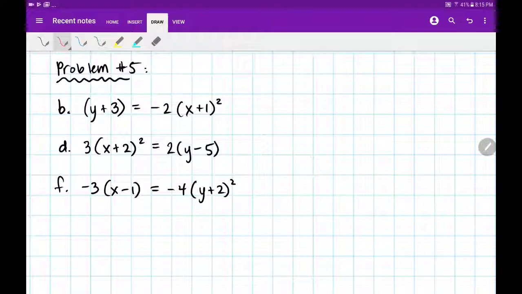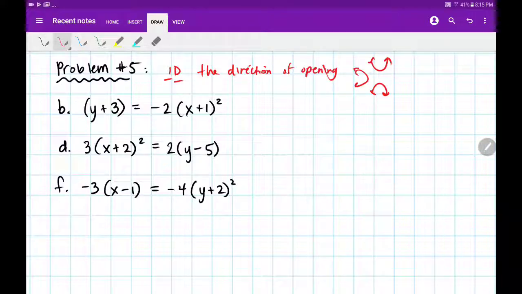For these ones, we just have to identify, or ID, the direction of the opening. It's like a quick check. Is it opening up, down, left, or is it opening to the right? As before, we're going to find the variable, the x or the y, that is not being squared. So let's do A.